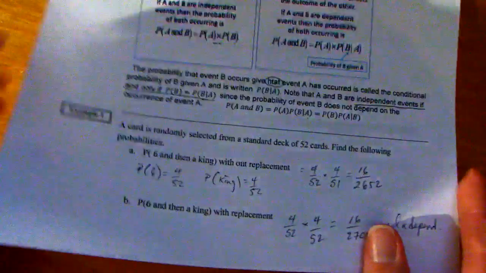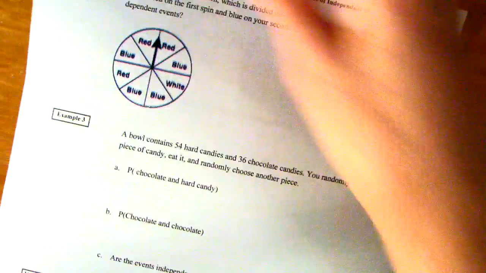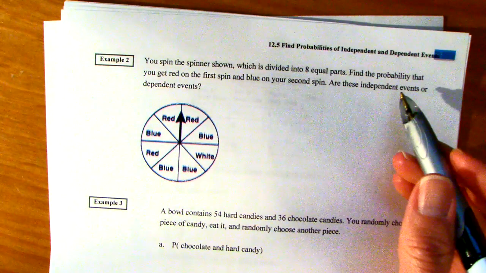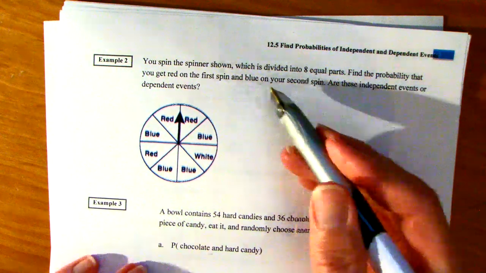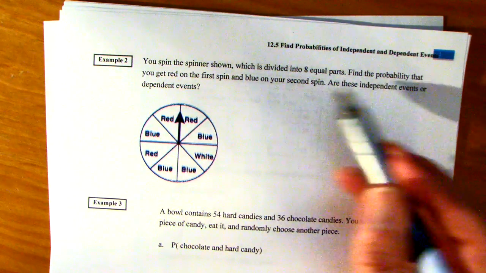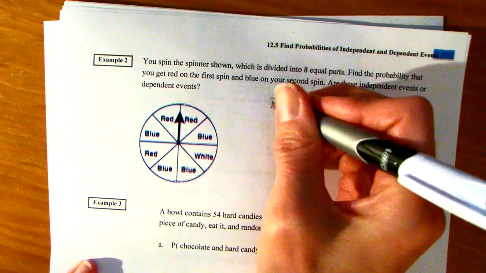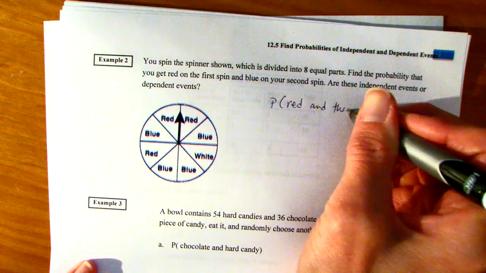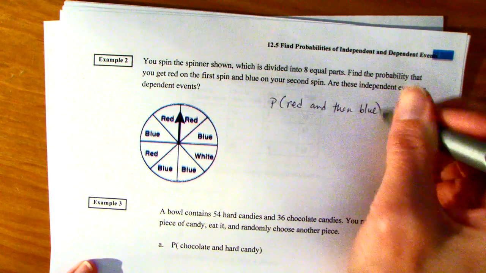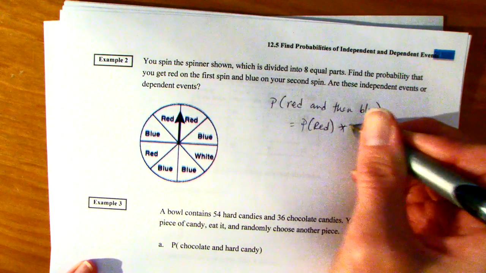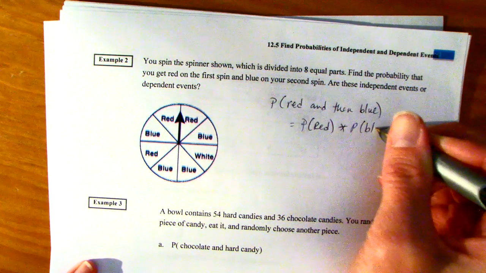All right, let me show you how these can change. Now, spinners are notoriously independent problems. We have 1, 2, 3, 4, 5, 6, 7, 8, so there are 8 equal parts. Find the probability that you get a red on the first one, and then a blue. So that's going to equal the probability of the red and then the probability of the blue.